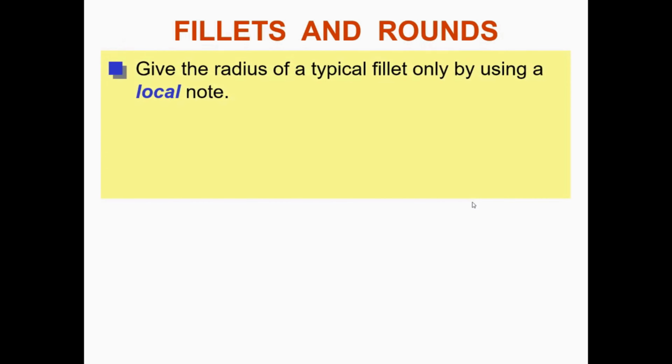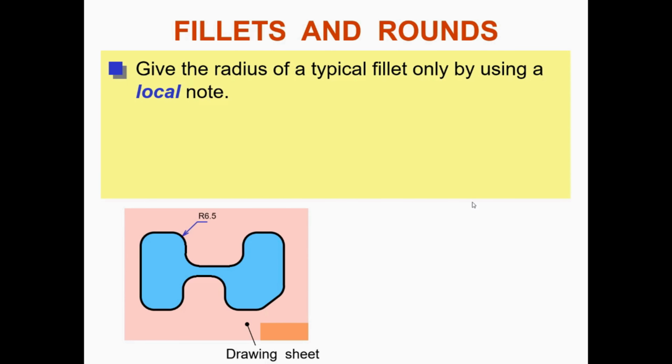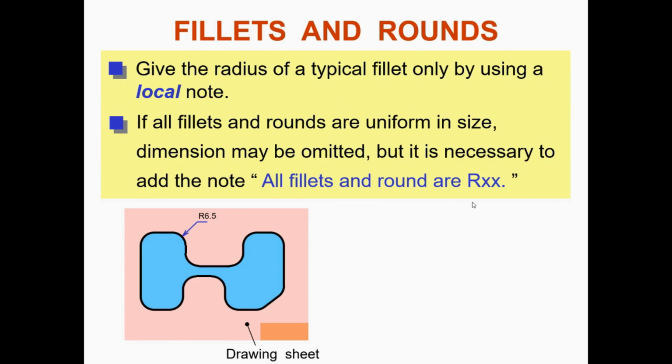Fillets and rounds. Give the radius of a typical fillet only by using a local note. If all fillets and rounds are uniform in size, the dimension may be omitted, but it is necessary to add the note "all fillets and rounds are RXX." There are times where you would have fillets and rounds in a figure, and it's important to always have a local note indicating that.